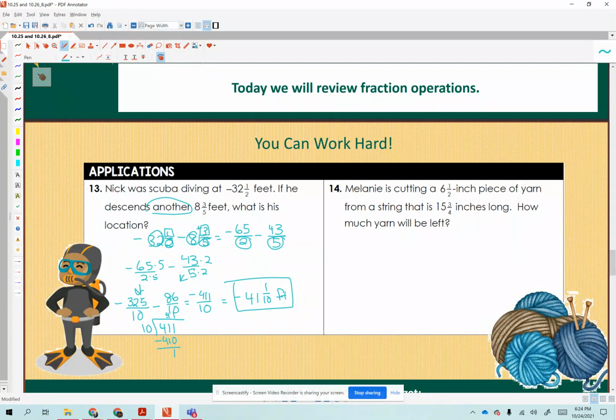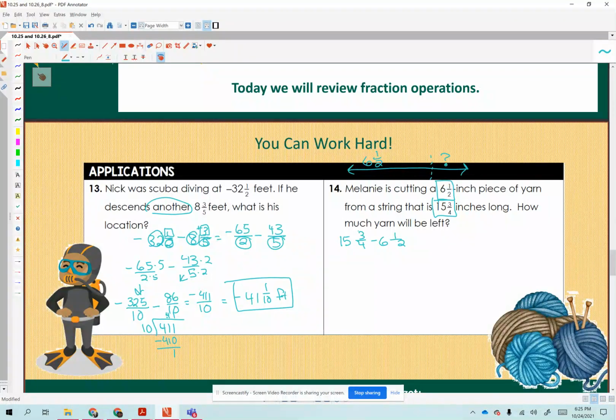Now Melanie is cutting a 6 1/2 inch piece of yarn from a string that is 15 3/4 inches long. How much yarn will be left? So she started out with 15 3/4 inches, that's her string, and then she cut some off. She cut off 6 1/2 inches. So we need to know how much is left. So this is a subtraction problem, 15 3/4 minus 6 1/2.